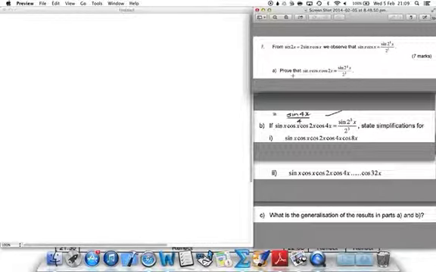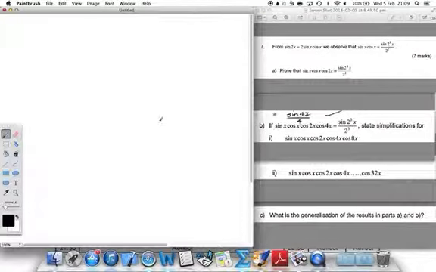So from sine 2x, which we know is an identity on the formula sheet for Specialist Mathematics, we know that that is equal to 2 sine x cos x. And from this we observe that sine x cos x is going to be sine 2x on 2, because you're just dividing by 2, so you cancel out the 2's. So what we need to do with part A is prove that sine x cos x cos 2x equals sine 2 squared x on 2 squared.